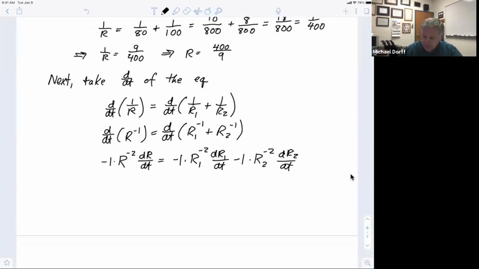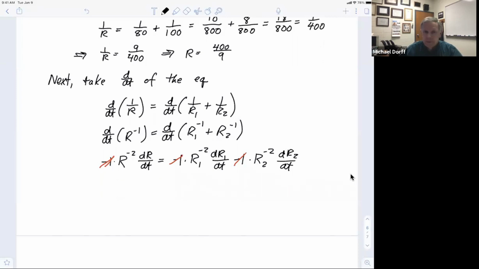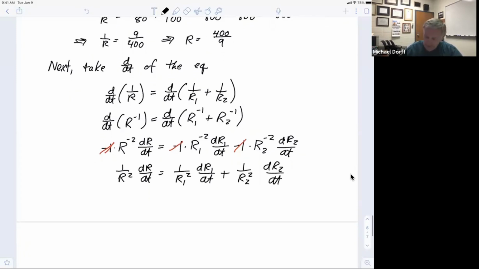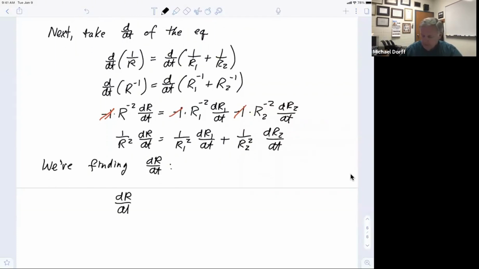And if I wanted to, I could do a few things. I could cancel out the negative 1s on everything. And I also may want to write R to the negative 2 as 1 over R squared, which is what I'm going to do. So I have 1 over R squared dR/dt equals 1 over R1 squared dR1/dt plus, because we got rid of the negative, 1 over R2 squared dR2/dt. And remember, we are trying to find dR/dt. So I'm going to multiply both sides by R squared. I have dR/dt equals R squared times all of this.